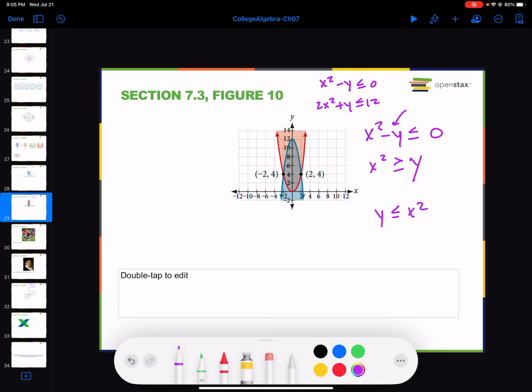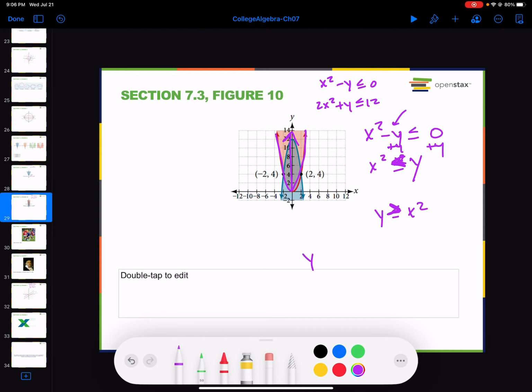Sorry about that. I made a mistake there. We're not switching our signs yet because here we're just adding a y. It was a negative y here, so we're going to add y and add y. So we're actually not switching the sign yet. So it's going to give us y greater than x squared. So we've got our x squared here, and we want the y values that are going this way. And then let's do the next one.